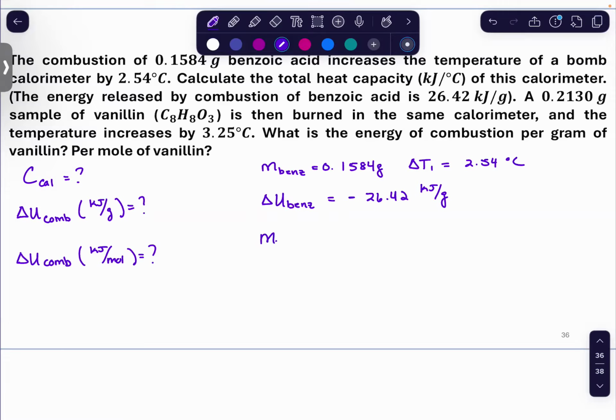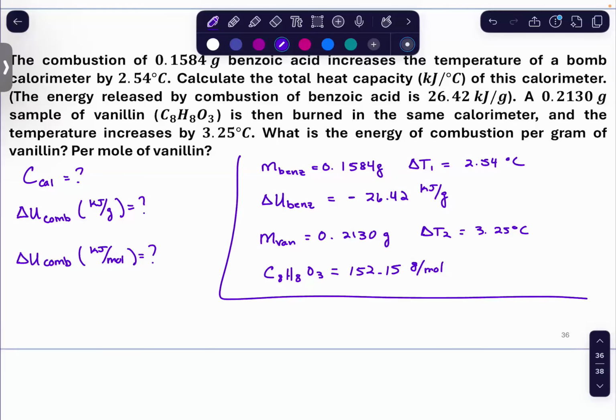Okay, so then the mass of your vanillin, 0.2130 grams. The delta T of that reaction, 3.25 degrees Celsius. And then I'm going to end up needing the molar mass of vanillin. If you're making your own list, you might not know this at the start. So if it's not in your list, don't worry about it. Again, yours don't have to match mine. You just need to make yourself a list of known values that can help you solve the problem.